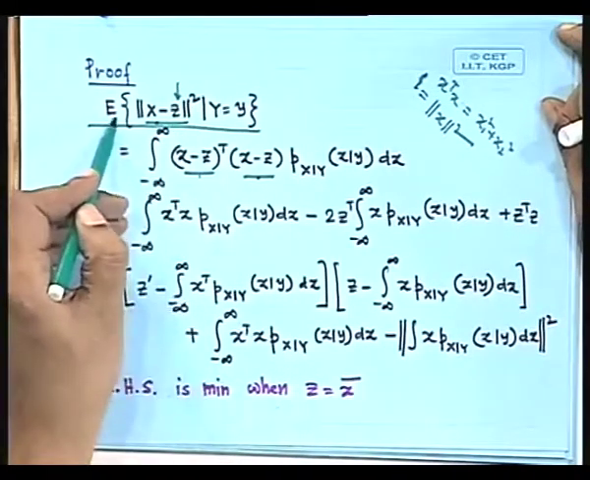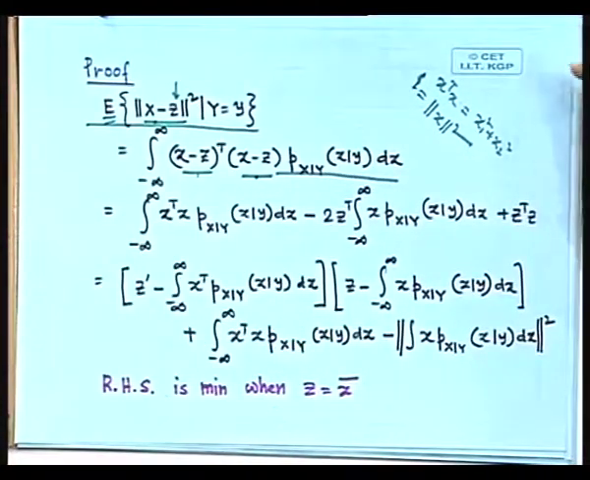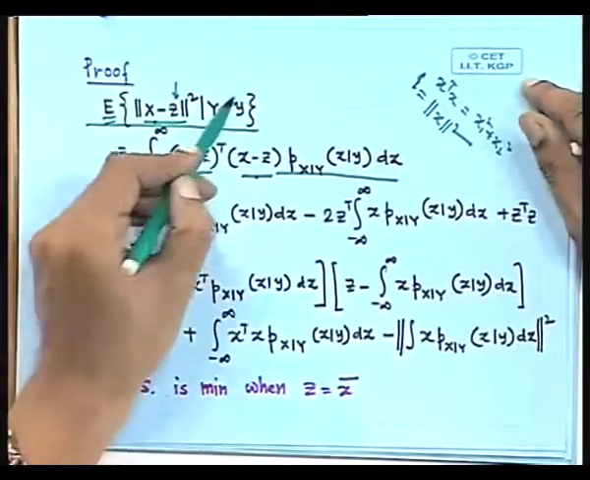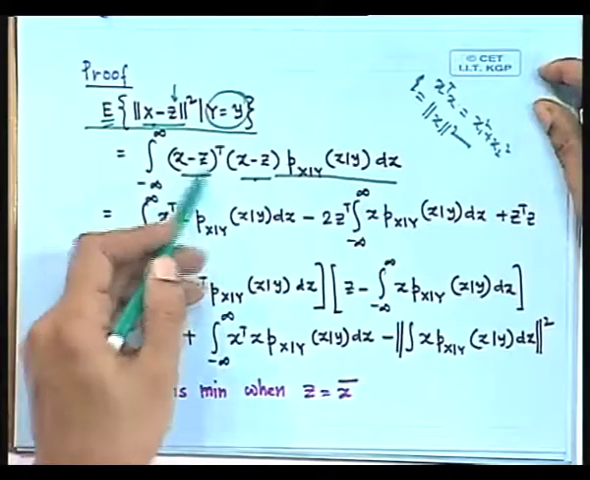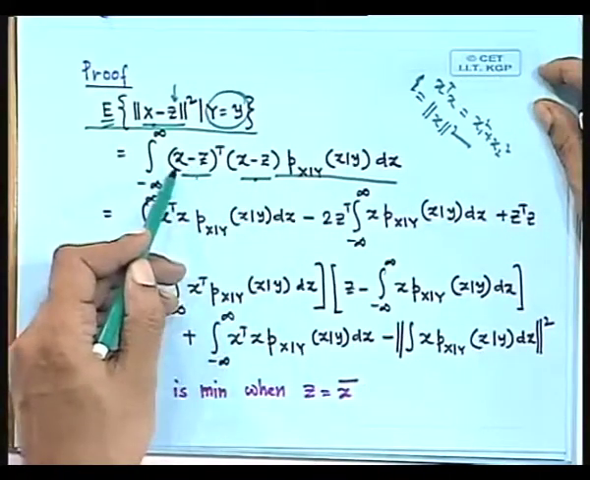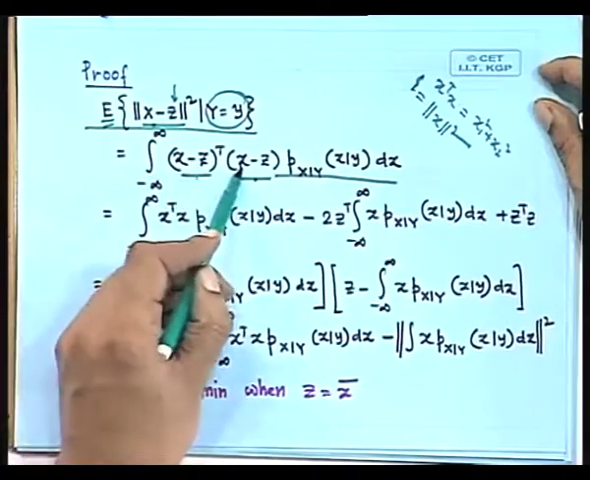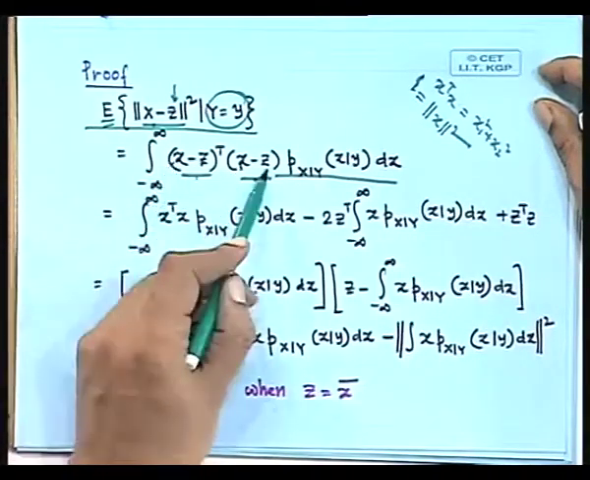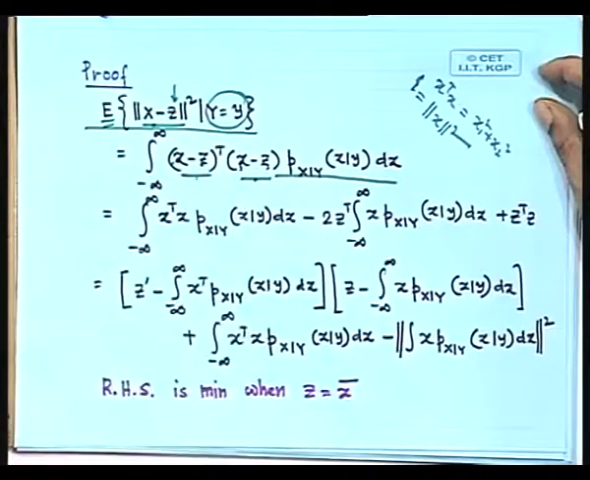Only thing is that you have to take its expectation with respect to the conditional distribution, because y is given. So you can just open it out. This will be x transpose x minus z transpose x minus x transpose z plus z transpose z. Just term by term multiplication.